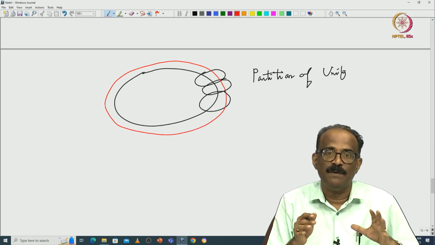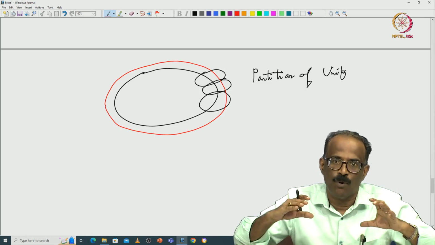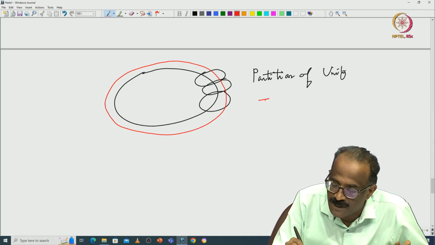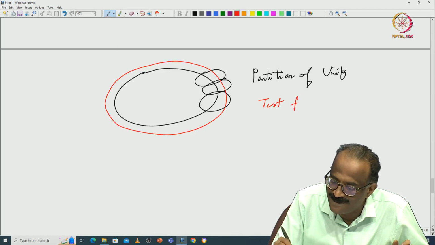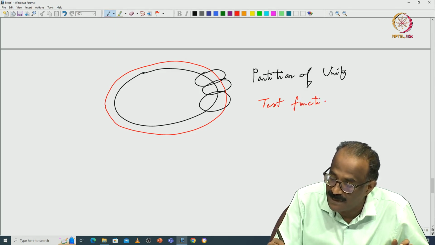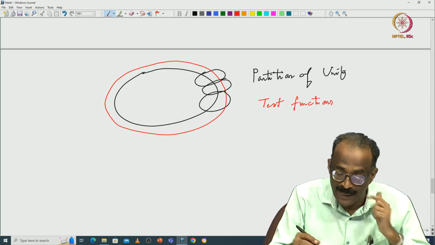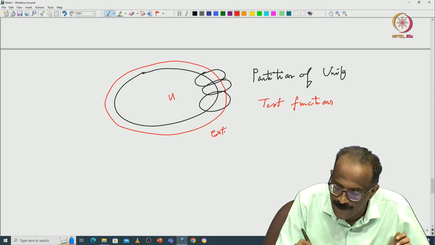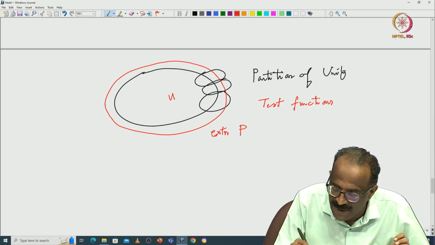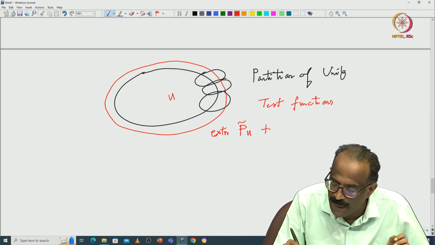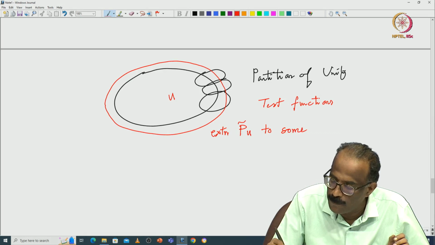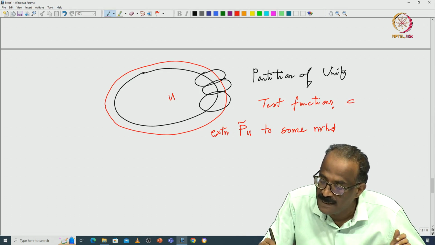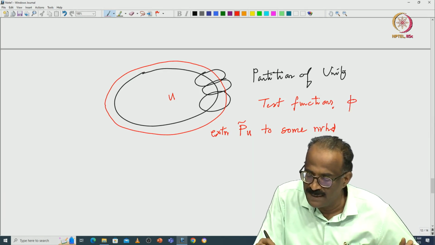Okay. Once you get a partition of unity and an extension to a small neighborhood, you can do a little more using what are called the test functions. You can use some test functions which we have also constructed. What are these test functions? So, you get an extension from u, p tilde of u, to some neighborhood, and then use these test functions.